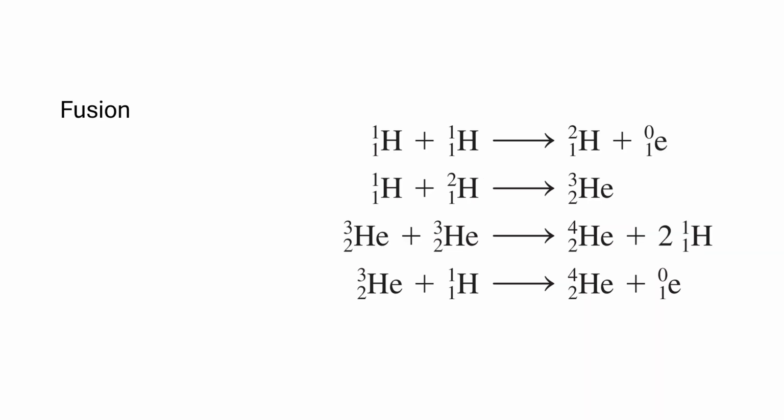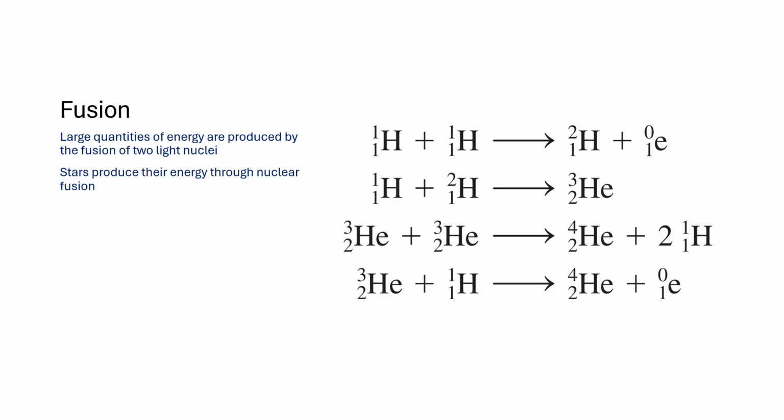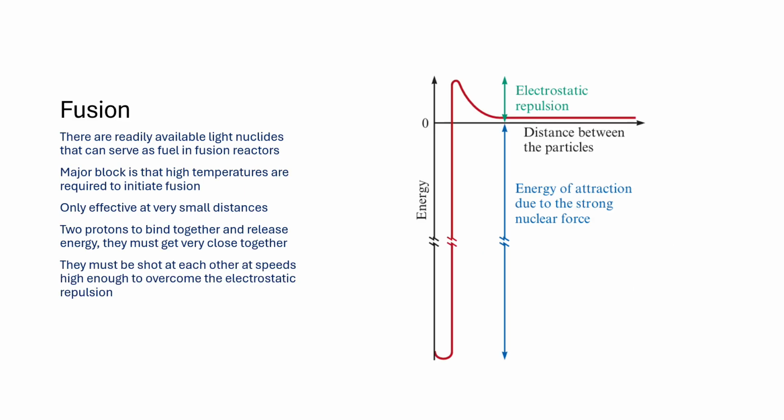Now, where do we actually use nuclear fusion? This occurs in our sun, where large quantities of energy are produced by the fusion of two light nuclei. Stars produce their energy through nuclear fusion, and our sun gives off energy from the fusion of protons to form helium. With fusion, you have a positively charged nucleus and a positive particle, so you need a lot of energy for them to react.